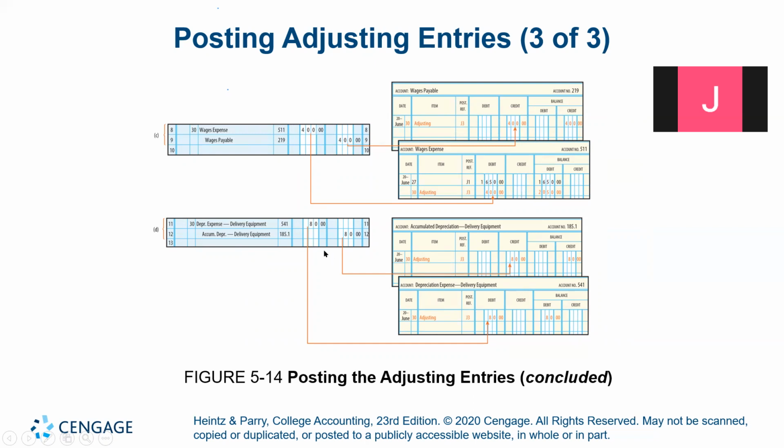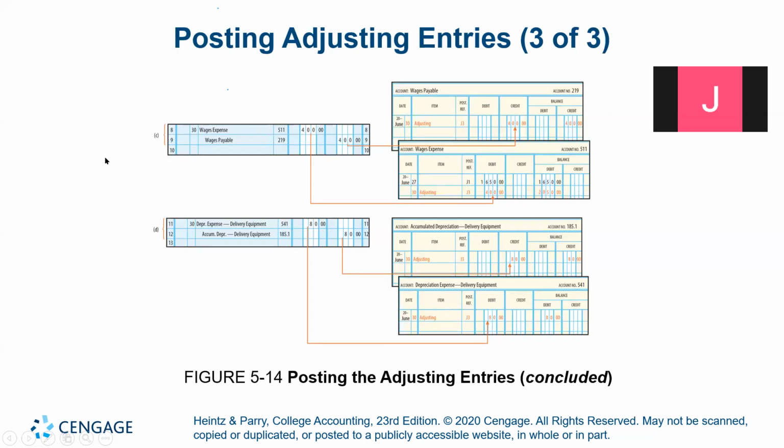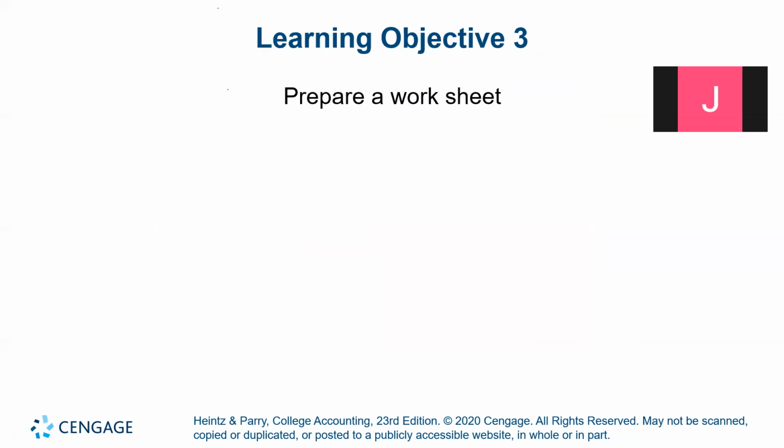And same thing with depreciation. We debit depreciation expense, credit accumulated depreciation. Remember, on your depreciation entries, it's always the same. It's always a debit to depreciation expense and a credit to accumulated depreciation. The tricky part is figuring out what the depreciable number is each month.